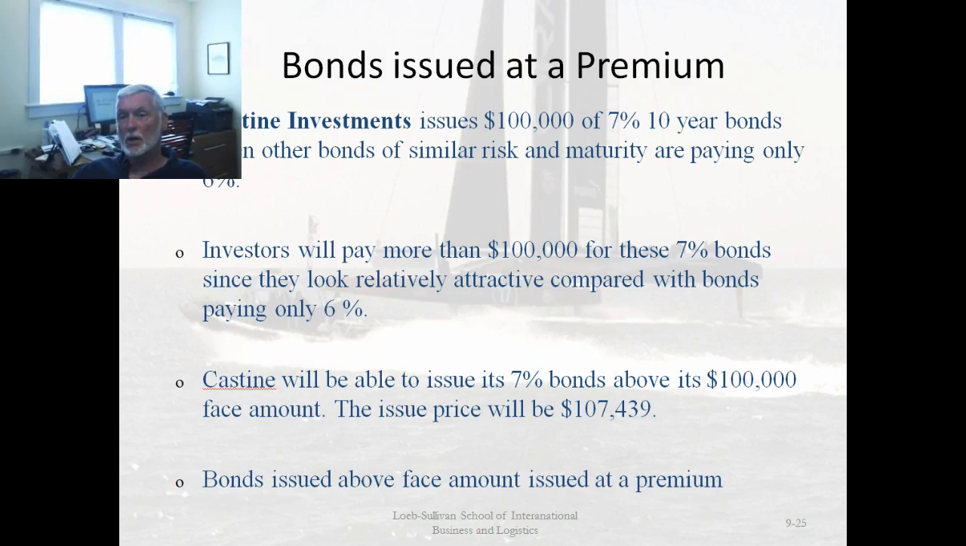So same situation, Castine Investments is paying 7% on their 10-year bonds. Bucksport Investment, with a similar risk profile, is offering 6%. So the market is at 6%, but Castine is offering 7%. Which one do you want to invest in? Well, clearly Castine, but Castine doesn't really need to offer 7%, so they issue their bonds at a premium.